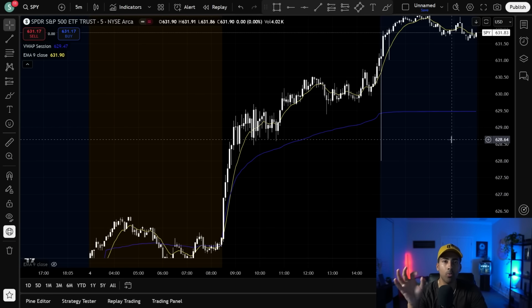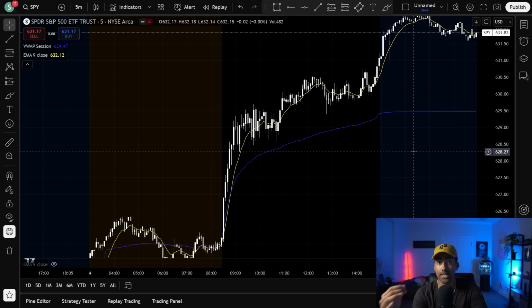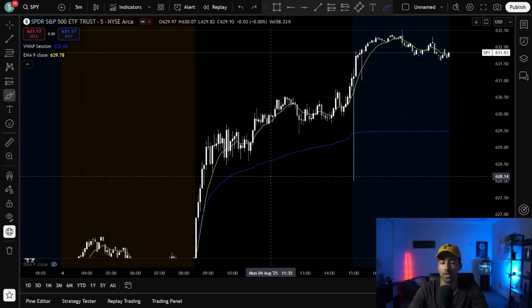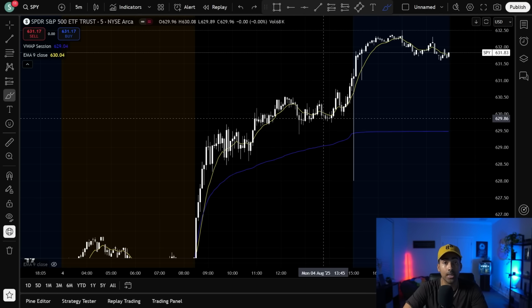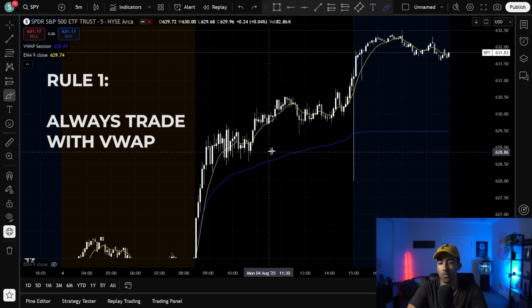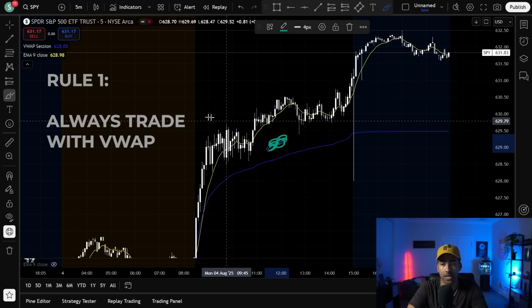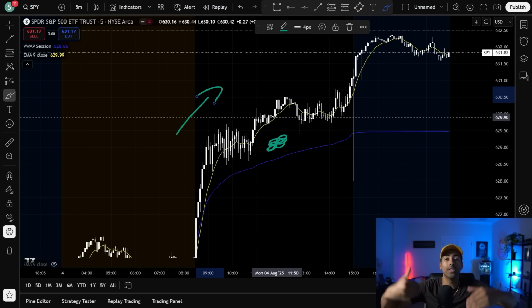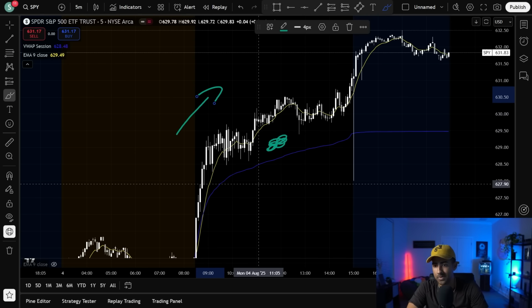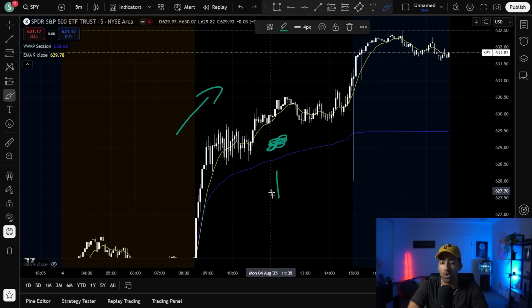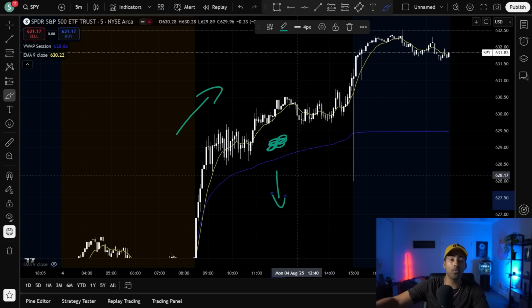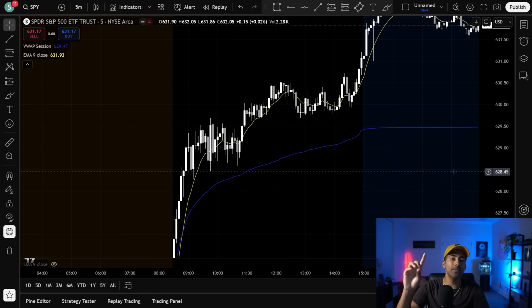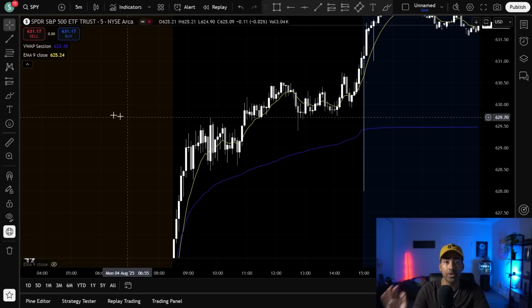But there's a couple rules that you have to have before you start taking entries with the strategy that I'm going to show you. Because VWAP helps us understand what the overall trend is looking like in the market, if we are above VWAP, I want to be trading to the upside, right? I want to be taking trades with the trend of the market. On the flip side, if price ends up trending below VWAP, well, that means that I want to be taking trades to the downside. Stay with the overall trend of the market, right? So that is the very first rule of this strategy. Make sure you are following VWAP.